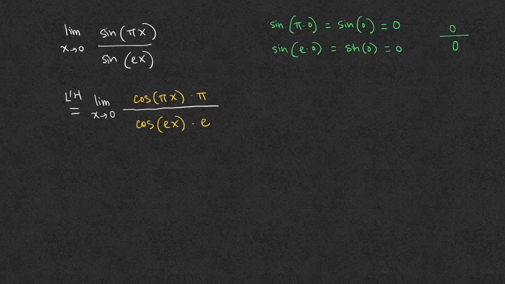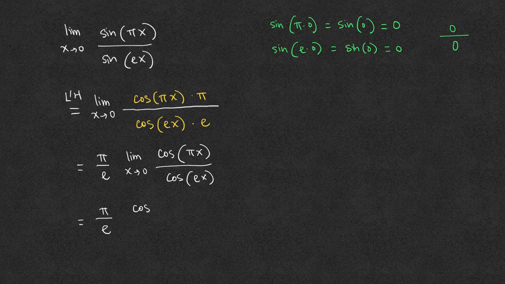And then we treat this as a new limit problem. Pi and e are constant multiples, so we factor pi over e to the front of the limit. And again, we treat it as a new limit problem. This is a continuous function where the denominator is no longer 0 if we plug in 0 at x equal to 0. We have pi over e cosine of pi times 0 over cosine of e times 0. Cosine of 0 is 1. And so this is pi over e. The answer is pi over e.